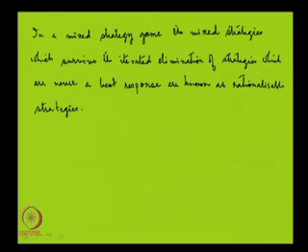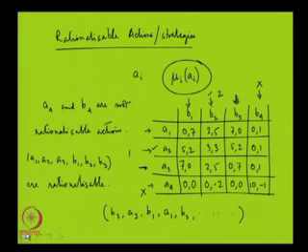In a mixed strategy game, the mixed strategies which survive the iterated elimination of strategies which are never a best response are known as rationalizable strategies. An example is this game itself. Here B4 was never a best response, so we eliminated this, and consequent to the elimination of B4 we can eliminate A4 also, because now A4 is never a best response to any of the actions by player 2.